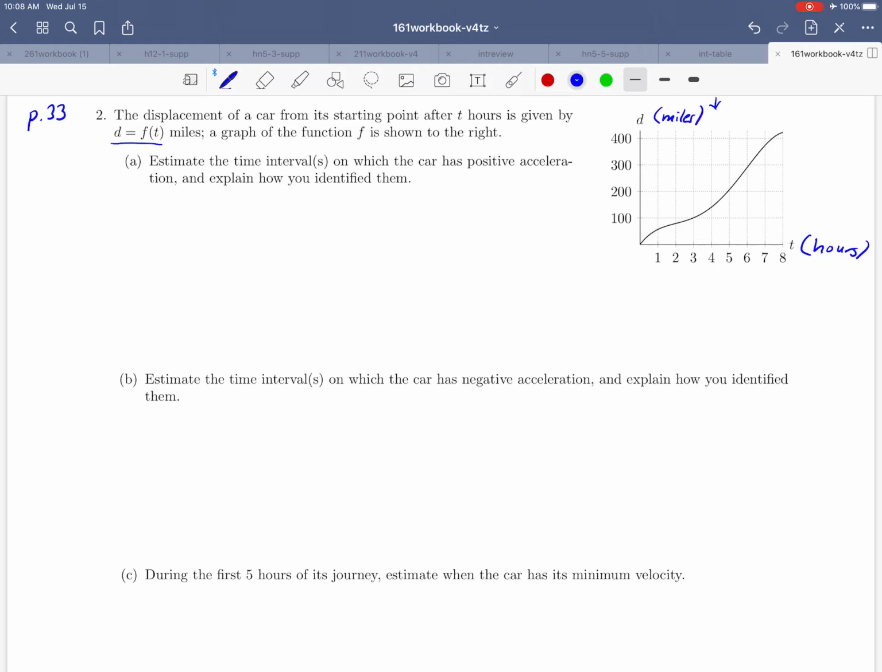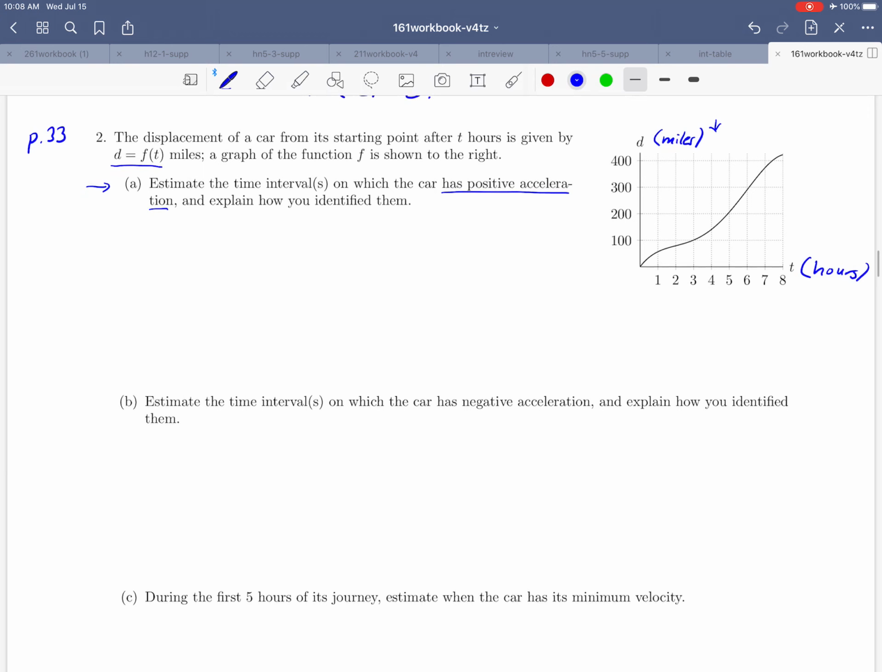Okay, and the graph is what we've got to work with to answer the questions they're asking us here. So let's start with part A. They'd like us to estimate the time intervals on which the car has positive acceleration and to explain how we identified those. So how do we use the graph to figure out where the car is accelerating?